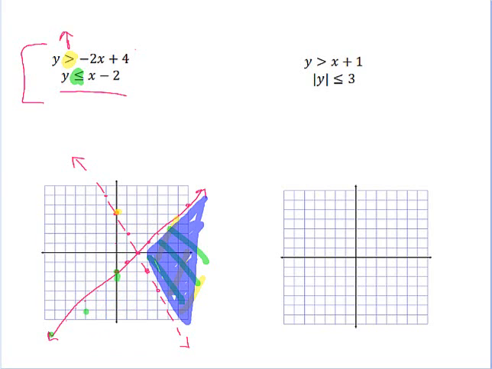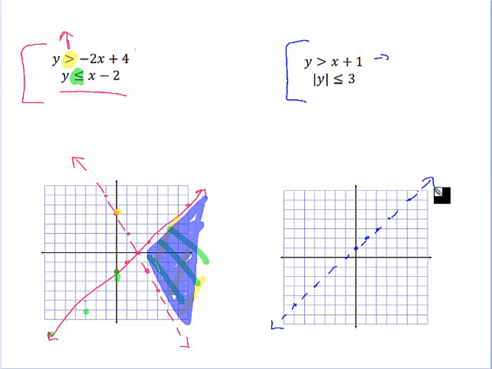Let's do another example. y is greater than x plus 1, and the absolute value of y is less than or equal to 3. First one's already in slope intercept. So our intercept is 1. Our slope is 1, so up 1 over 1. We'll take that across the entire graph. And we are only greater than, there's no equal to, so that means our line is a dashed line here.